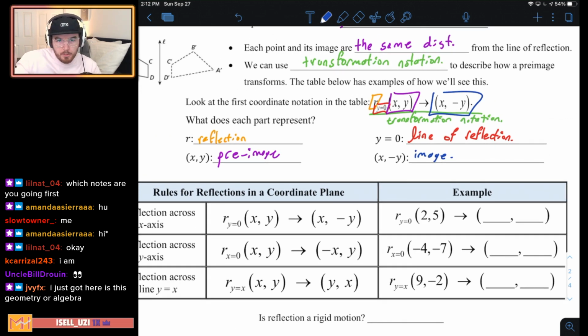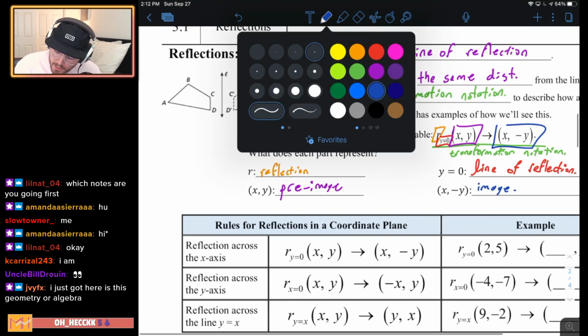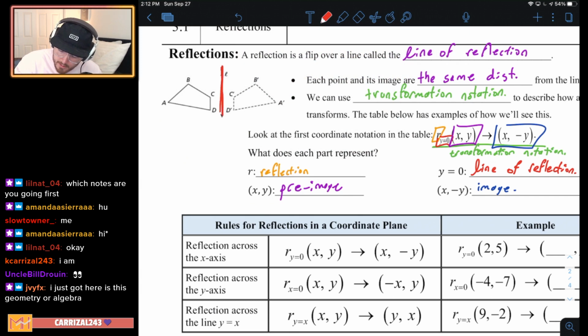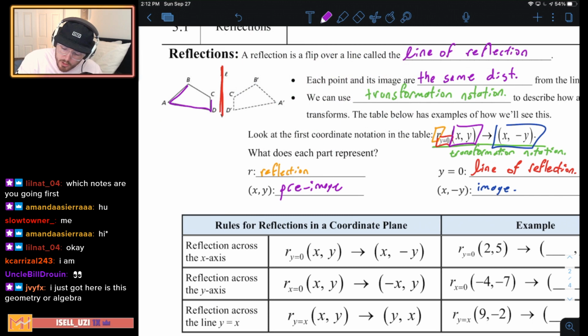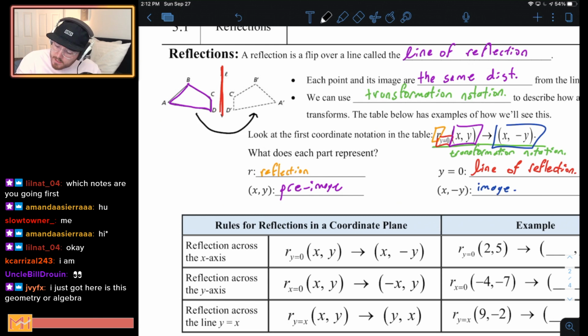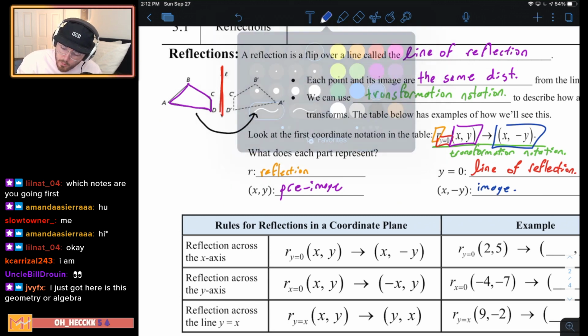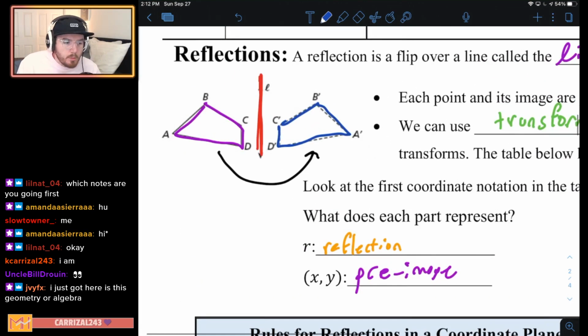Reflect this point, the pre-image, over this line, and you get this answer, the image. So over here, you can see the line of reflection is right here, and we're starting out with this pre-image here, and when it gets reflected across this line, we end up with this image here. And how do I know that the purple one was the pre-image and the blue one was the image? Because of the primes, okay?